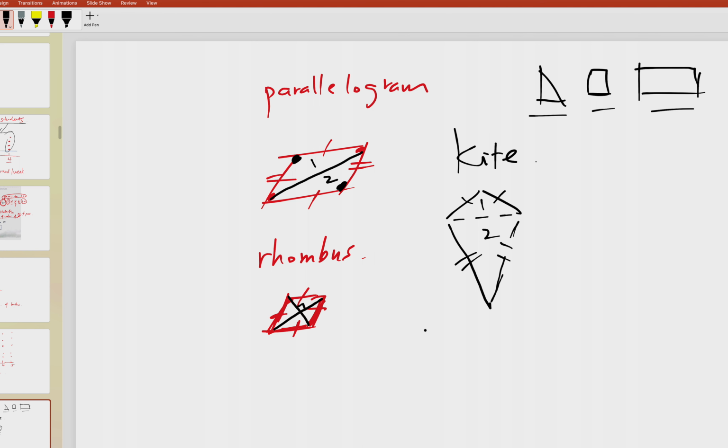Like the 5-sided irregular shape just now, you don't want to break it down into just 1 and 2. You probably want to break it down into 1, 2, 3: triangle 1 plus triangle 2 plus rectangle 3. That will help you find the area of this entire shape.